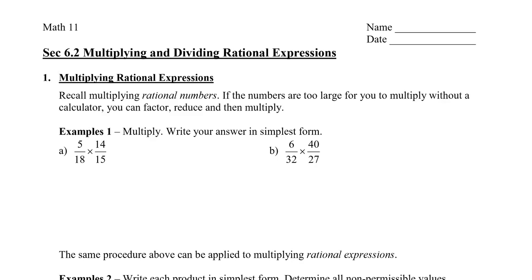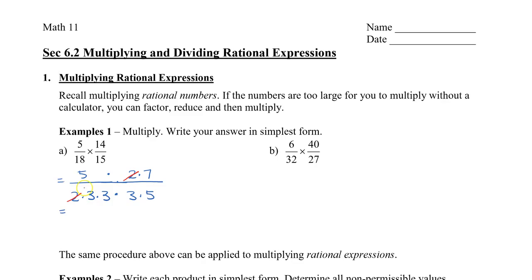So we have here 5 over 18. 5 is already a prime number, but 18 is not. So I'm going to break 18 down into 2 times 3 times 3. And I also have 14, which can be broken down into 2 times 7, and 15, which can be broken down into 3 times 5. Now, because I'm multiplying here, I can just draw one big line and put dots in between to show the multiplication.